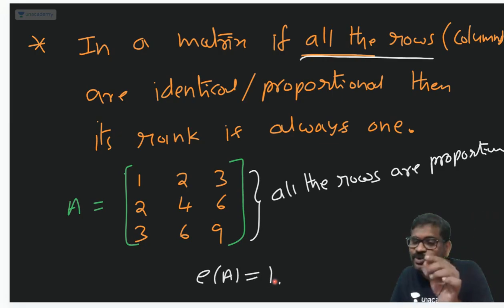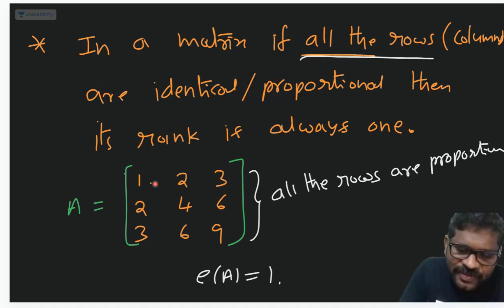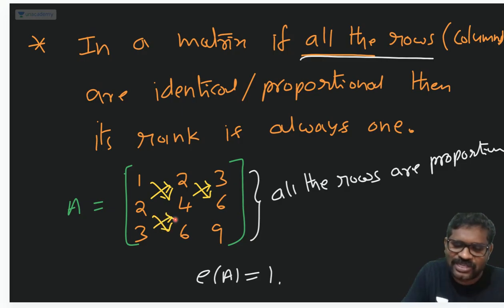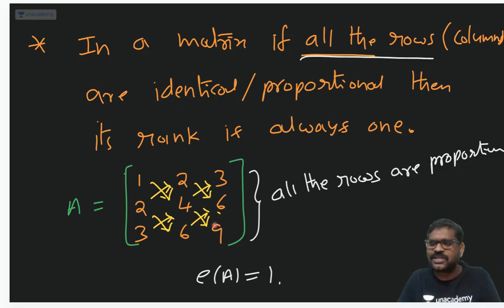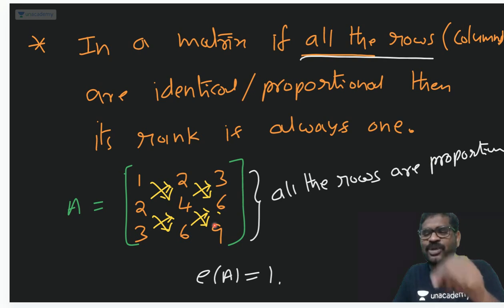I'll explain a simple technique. Sir, how do we know whether the rows are proportional or not? Simple technique I am giving. You verify all 2 cross 2 minors like this. 4 minus 4, 0. 12 minus 12, 0. 12 minus 12, 0. 36 minus 36 is 0. Therefore, 100% all the rows are proportional. You can say that rank is 1. If your matrix consists of all proportional rows, 100% all your 2 cross 2 minors are going to become 0.